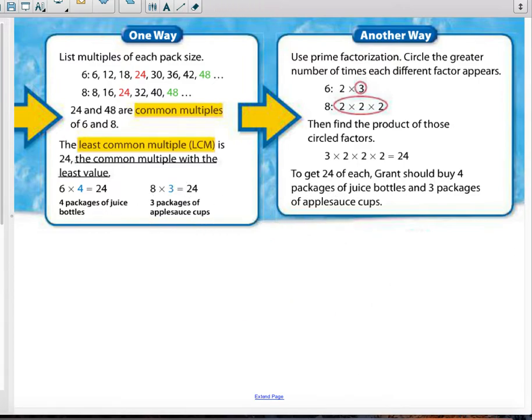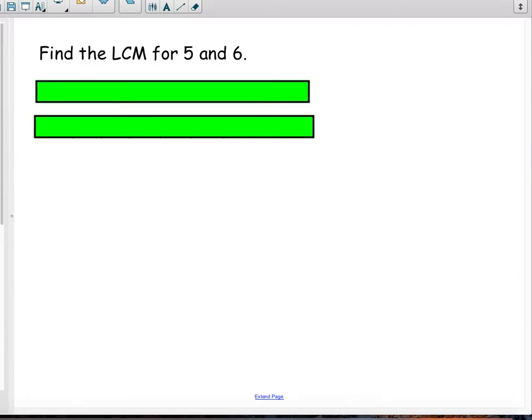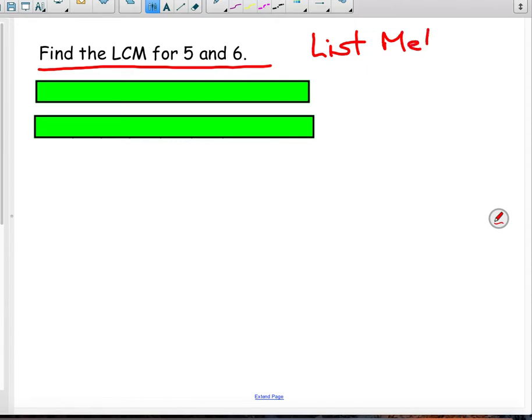So anyways, what we're going to do is try a couple of examples right now on our own in our notebook. Our first example is to find the LCM for 5 and 6. You'll want to write this out in your notes, and we're going to use the list method for this example. Go ahead, I will pause the video, and you see if you can find the least common multiple. I will pause the video now.